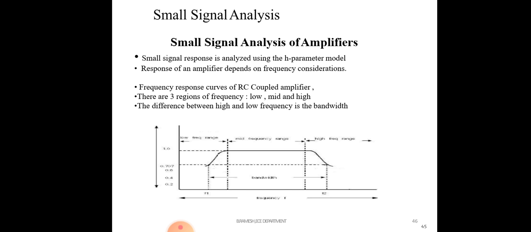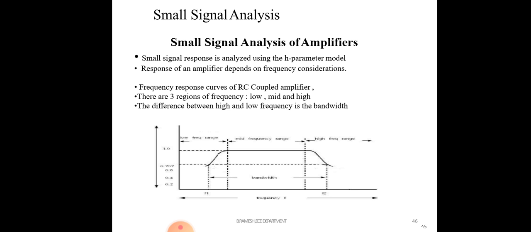When you apply a low signal, we must study the small signal analysis. When you apply a large signal, that is called a power amplifier. This small signal amplifier is also called a voltage amplifier. When you apply a large signal to an amplifier circuit, that is called a power amplifier. The large signal amplifier we can discuss using the operating point, and small signal analysis we do using the H parameter model.